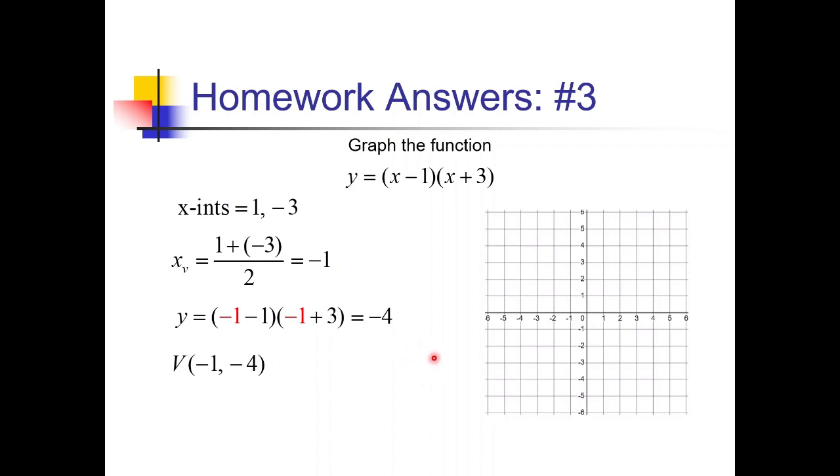Graphing all this out, we have my x-intercepts at, we had negative 3 and 1, and now we have negative 1 comma negative 4 for the vertex, and that's enough to graph the parabola through those 3 points.